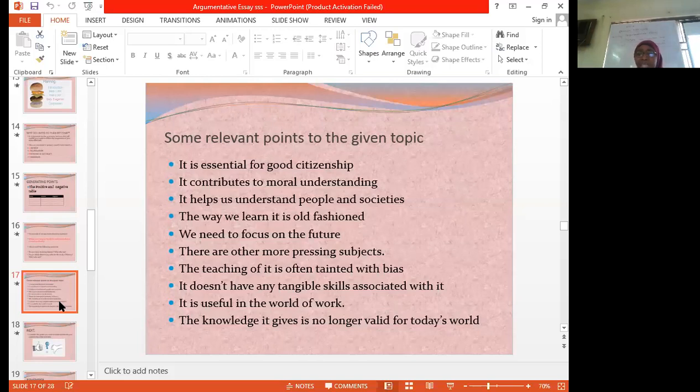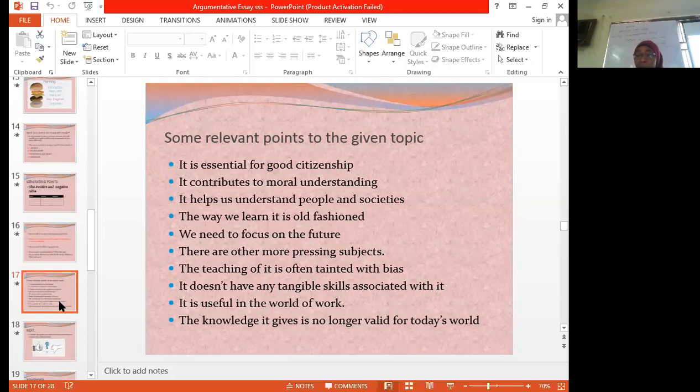Then it doesn't have any tangible skills. After studying English, what do I learn? Will I learn how to write history? Will I learn how to make a plane or invent something? No, there's no skill. So the study does not have any tangible skills associated with it. That's a negative point.